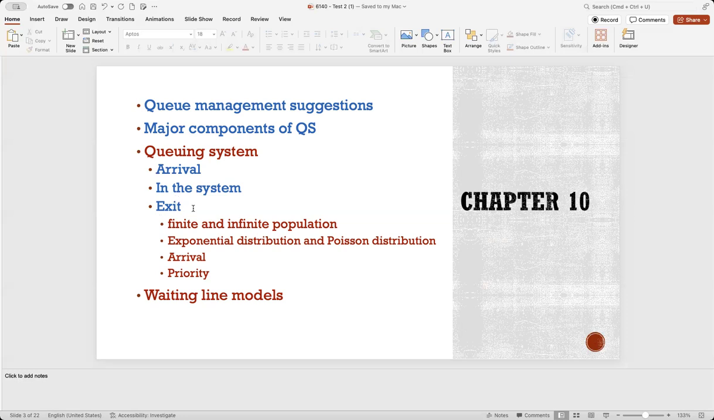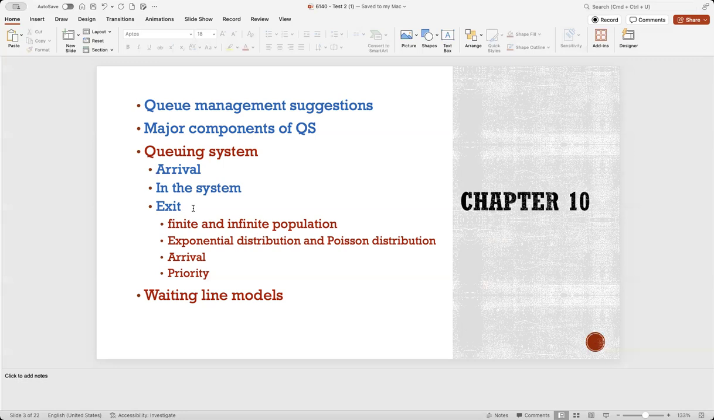For exit, we discuss 2 things: whether the population which exits the whole system will be back. One is that they will be back. The other is that they have a really low probability of coming back. So those are the 2 exits.